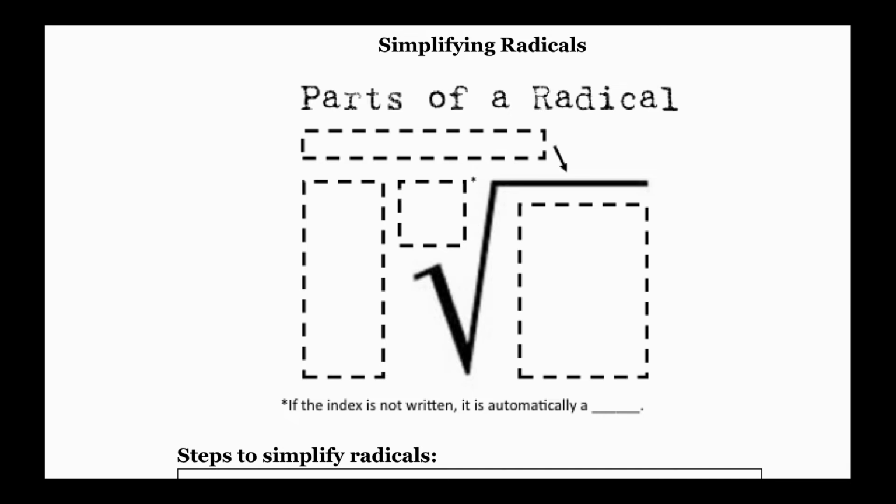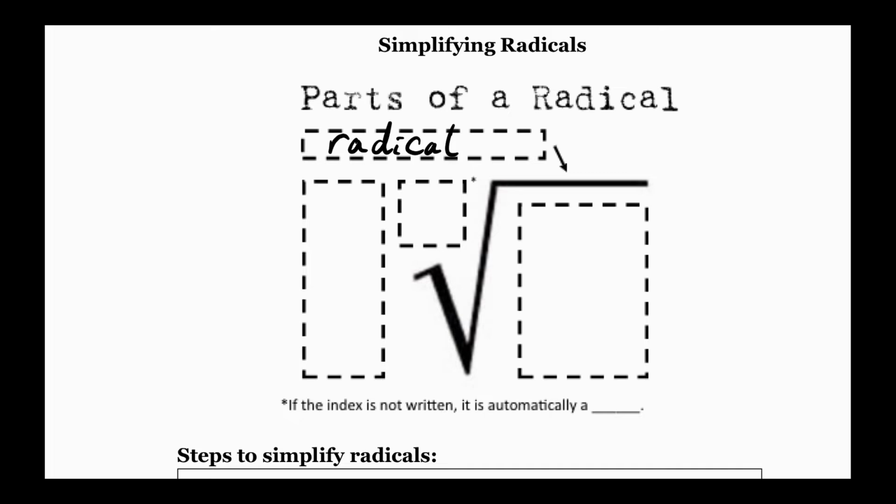So the parts of it. The first part is the actual symbol. The actual symbol is called a radical sign or radical symbol. Okay? That's what it's called. The actual symbol itself. It's not division. A lot of people say, oh, it's division. No, it's not division. It works differently.